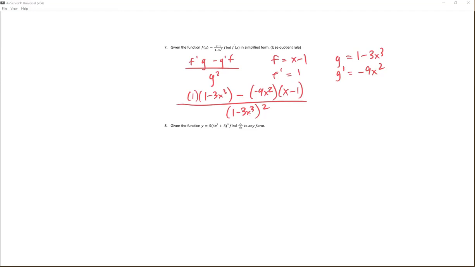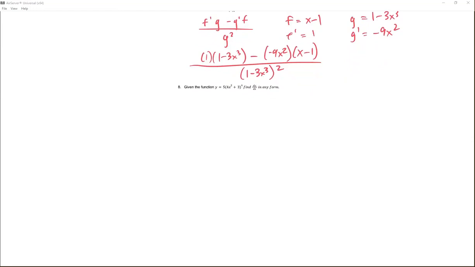All right, chain rule, last one. This one's a little crazy. Wait, what's this last one? Given the function y equals 5 times (4x squared plus 3) to the 4th power. Use the chain rule on this one.